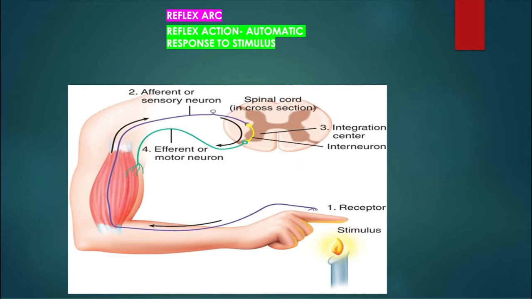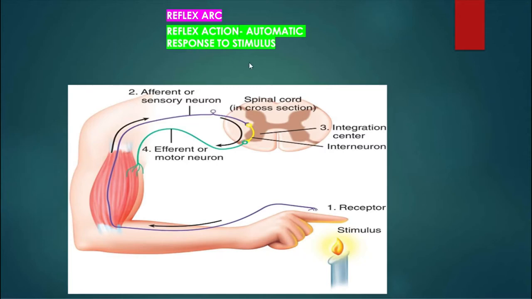We have what we call a reflex action. This is an automatic response to a stimulus. Stimulus, we're talking about heat, it can be a pin, etc. When you get burned on your finger, for example, you will quickly remove that hand from the heat, and that is reflex action. You are responding without your brain being involved.